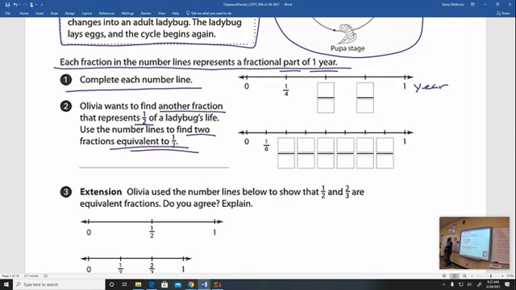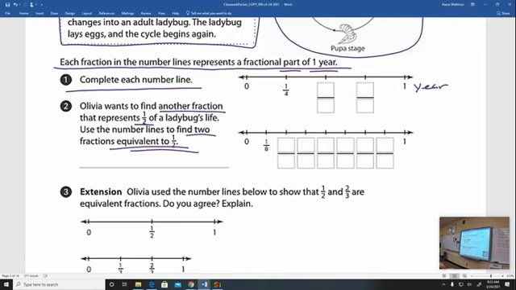Remember what I say, guys: highlight, underline, circle the important information. If you look up on the board, you see that I've highlighted or underlined something. I'm not doing it just to decorate the page because I think it's fun. I'm doing it because that's important information, right? It says use the number lines to find equivalent fractions to 1 half. Guys, it does say to find equivalent fractions to 1 half.